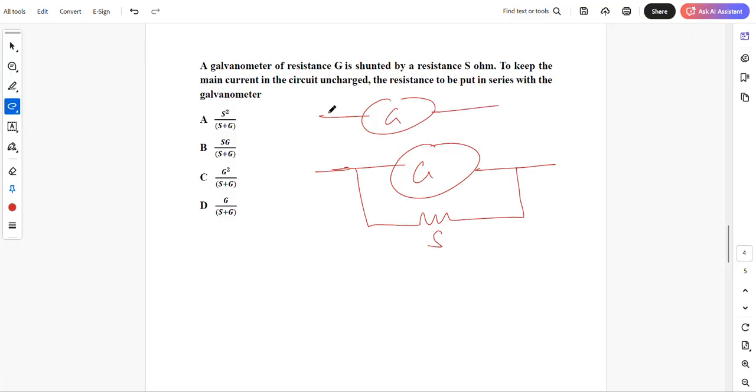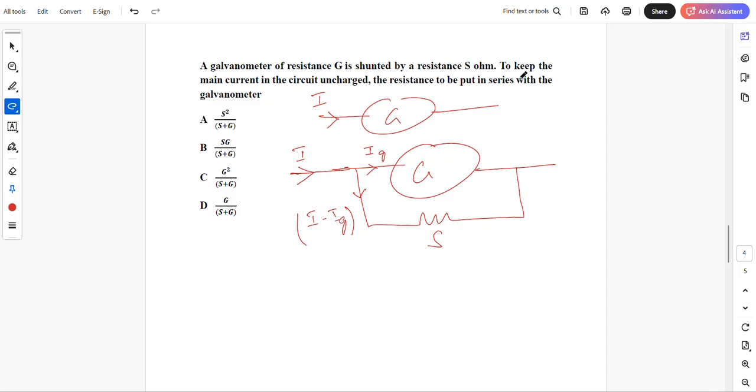The current I is coming here. This will be Ig, and this will be I minus Ig, that already we know. Now that is one thing.